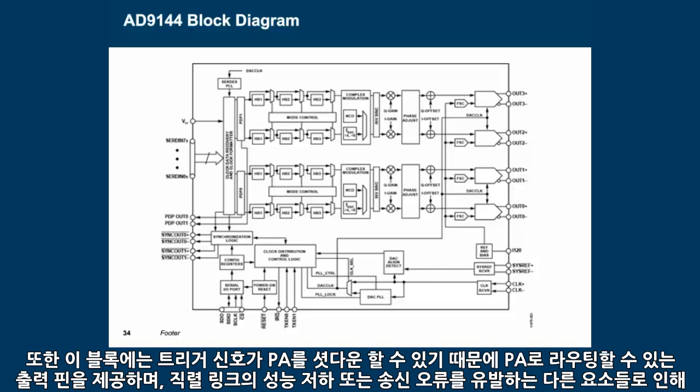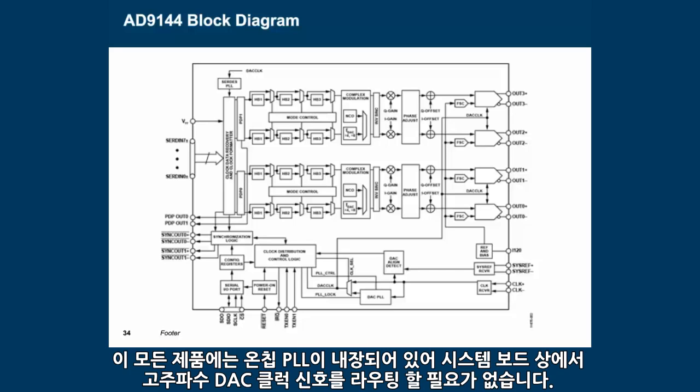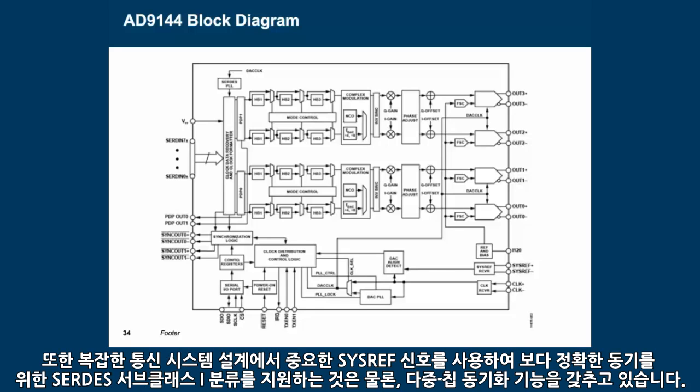This block also has output pins that can be routed to a PA as a trigger signal to shut down the PA so it's protected from any peak power spike that may occur in the data path due to degradation of the serial link or other factors causing errors to be transmitted. All of these products contain an on-chip PLL to eliminate the need to route a high-frequency DAC clock signal on the system board. They also have multi-chip synchronization capabilities, including support of the SerDes subclass 1 classification for more accurate sync using a sysref signal, which is often critical to the design of any complex communication system.